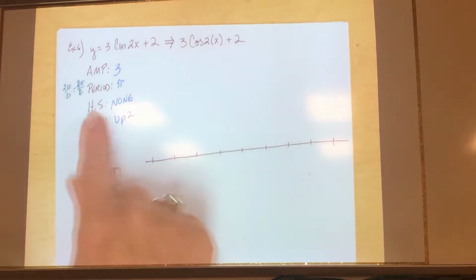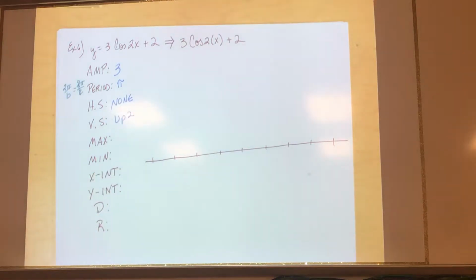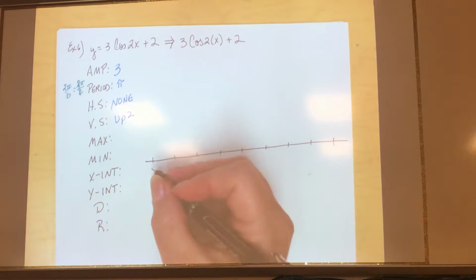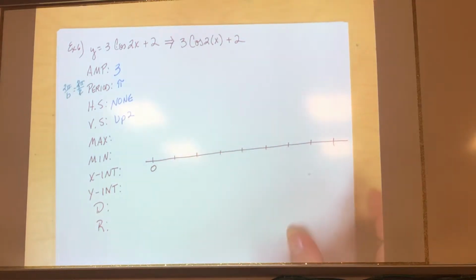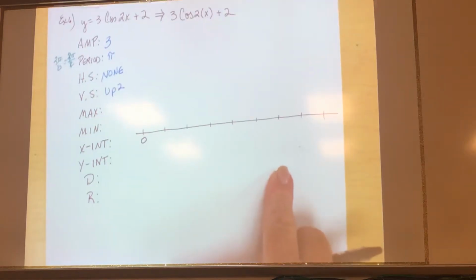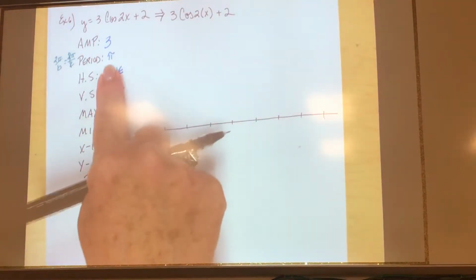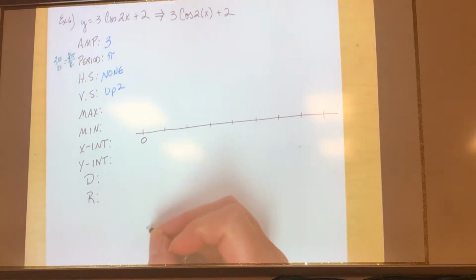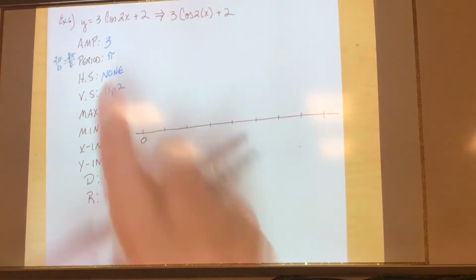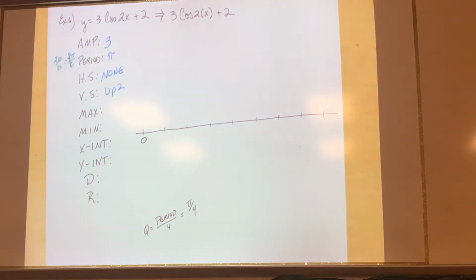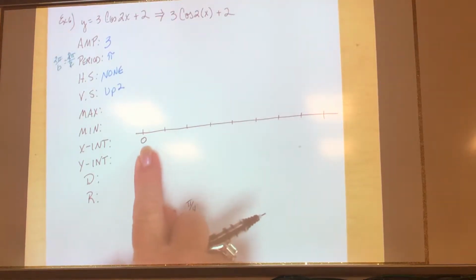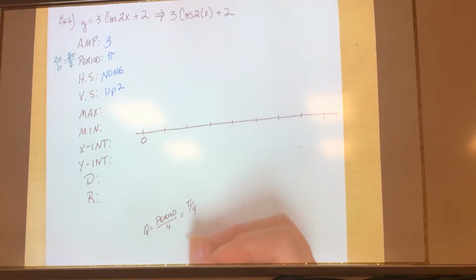So, if I don't have a horizontal shift, then what is my first tick mark? 0. Very good. Okay? Now, how do I find all the other ones? You add your Q, right? So Q is equal to the period divided by 4. So that is pi over 4. I start at the very first point, which is 0 in this case, because we didn't have a horizontal shift. So 0 plus pi over 4 is pi over 4. Then I go pi over 4 plus pi over 4.